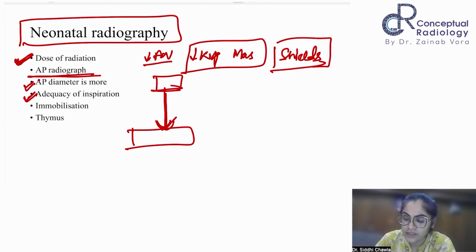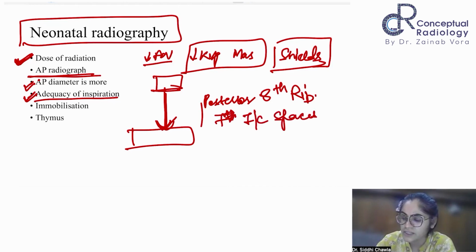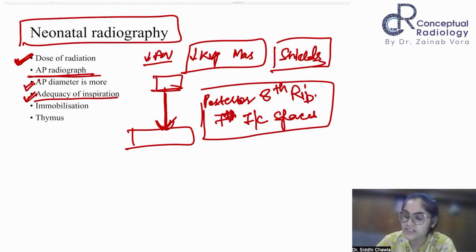Then you have to look at whether the adequacy of inspiration is there. What is the adequate number of ribs that we have to count? The ideal level is that the lungs should be at the level of the posterior eighth rib, or seven intercostal spaces. This is the correct inspiration for the child. If it is less than this, then it is an inadequate inspiration, and if it is more than this, then it can either be hyperinflated lung fields or you are dealing with some other pathology.